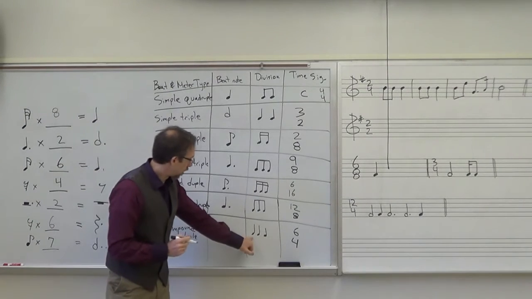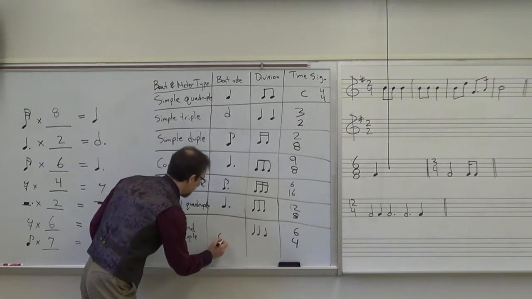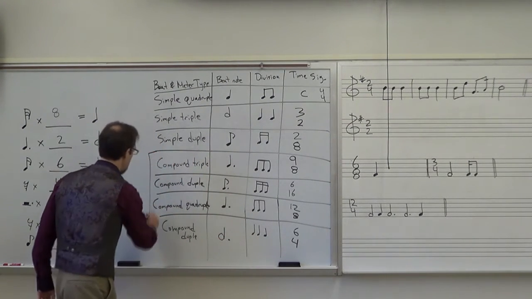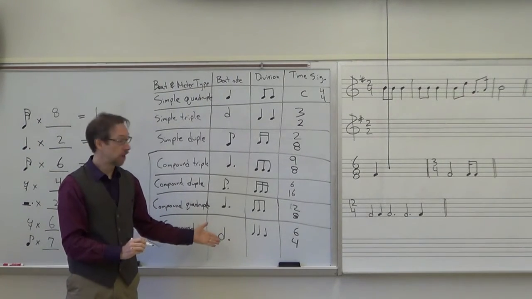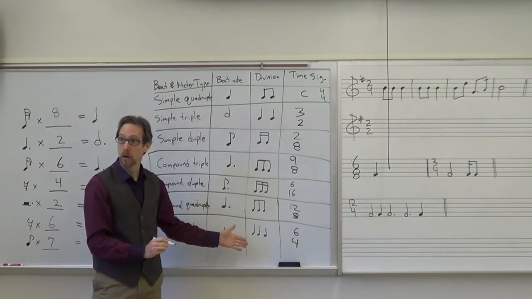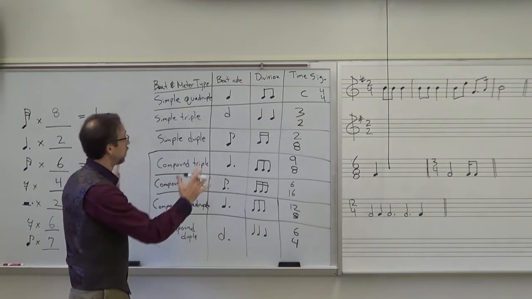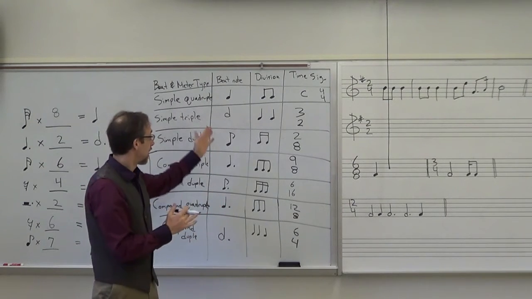How do we add it? Quarter plus a quarter is a half, plus one more is a dotted half. You'll notice that in all of our compound meters, we have dotted note values as our beat, and then 3 notes that go into the subdivision of that beat. So with that, you should have a good understanding of how the time signatures are determined and how that works.